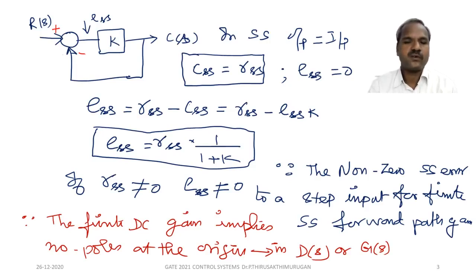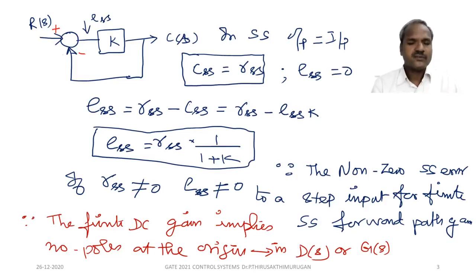So in steady state, output equal to input, and steady state error is 0, when CSS equal to RSS. Okay. So for steady state error, by substitution, the C of S here is nothing but ESS into K. If you put it like this, steady state error equals RSS, the reference steady state, into 1 by 1 plus K.